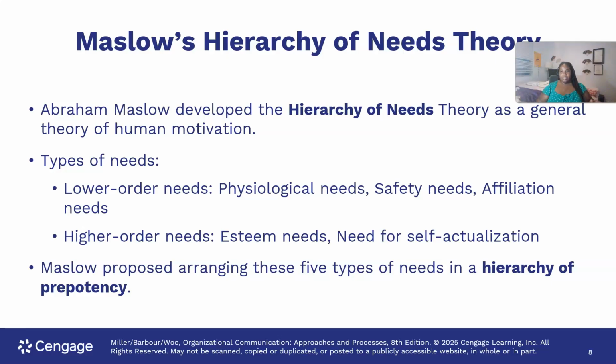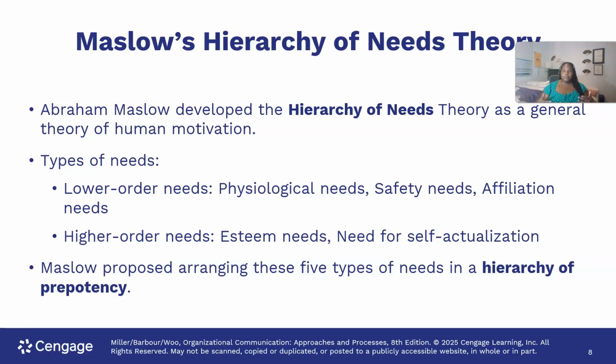With the hierarchy of needs, we have the triangle, and we have the lower order needs, physiological, safety, and affiliation, and the higher order needs, esteem and the need for actualization. So don't be fooled by the lower order needs as far as being lower. That doesn't mean that they're not important. If you notice in the book, the base is the most prevalent, right?